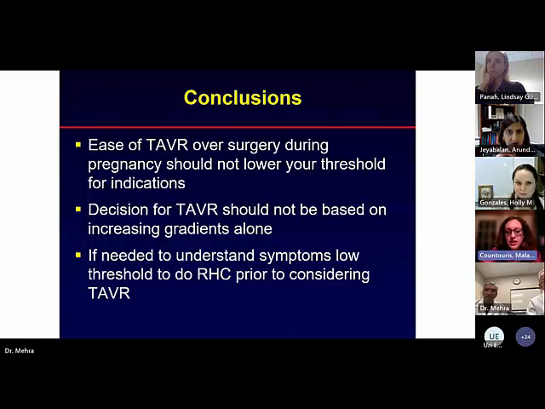I think I would like to open the panel now to also include Dr. Holly Gonzalez, who's a cardiac imager at Atrium Health in Charlotte, North Carolina.